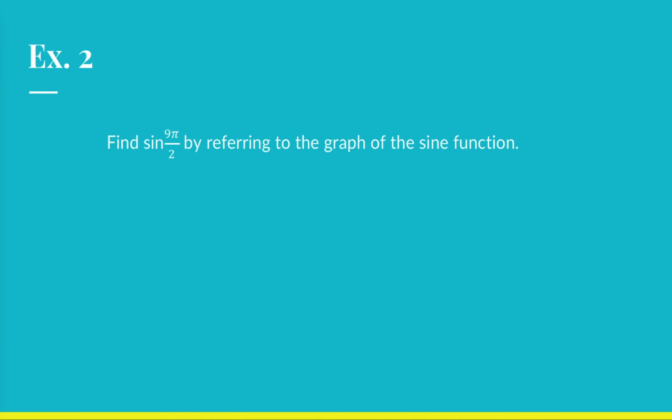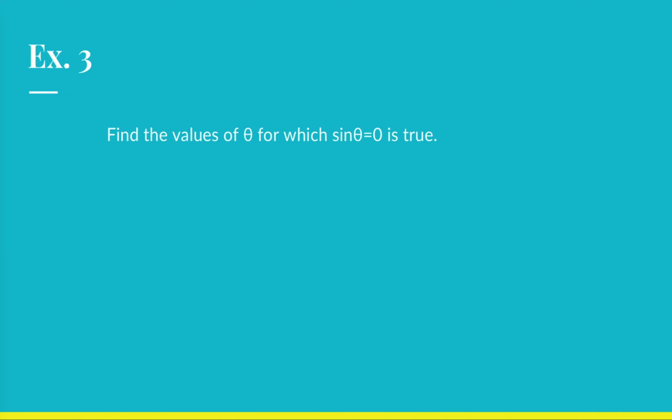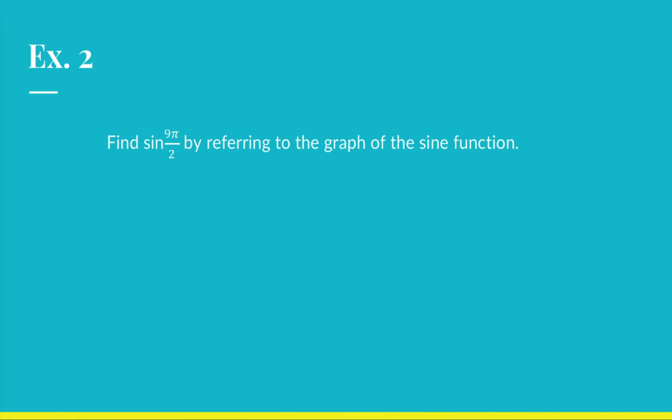Find sine of 9 pi over 2 by referring to the graph of the sine function. So, it would help if I had a graph of the sine function. But we know our sine function goes through 0 at 0, pi, 2 pi, 3 pi, 4 pi, 5 pi. 5 pi being 10 pi over 2, 4 pi being 8 pi over 2. So I'm looking for halfway between 4 pi and 5 pi.